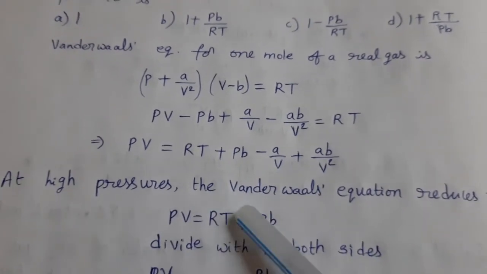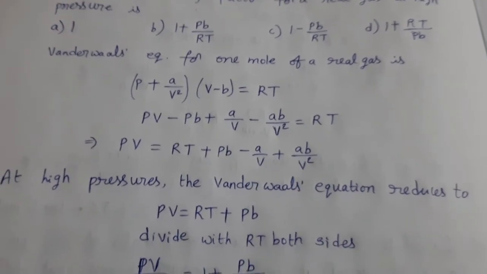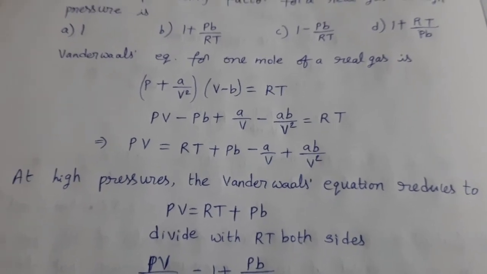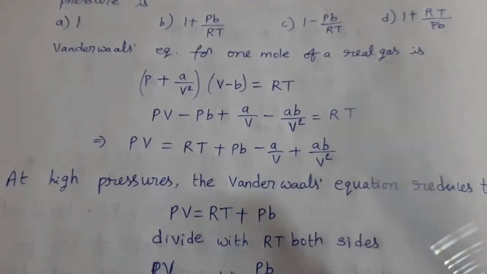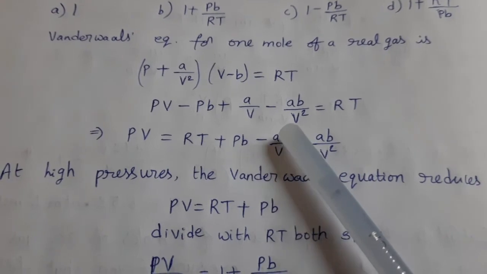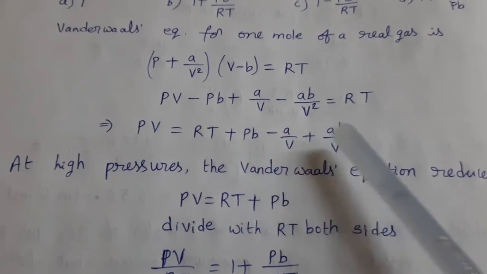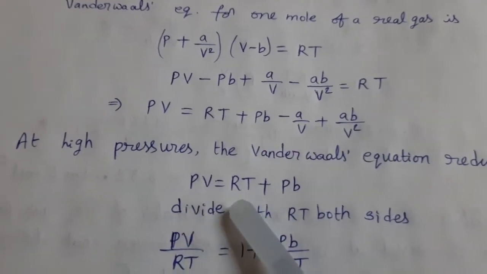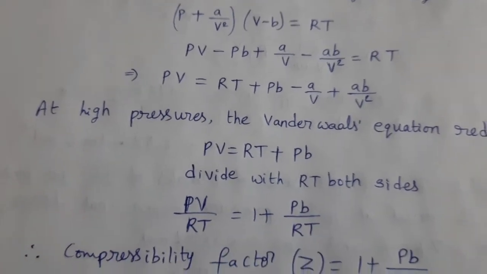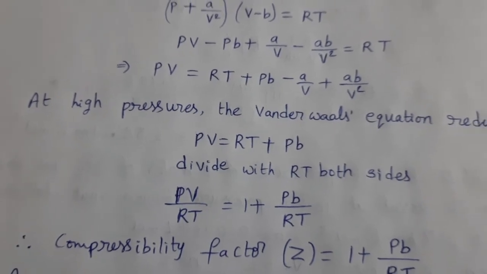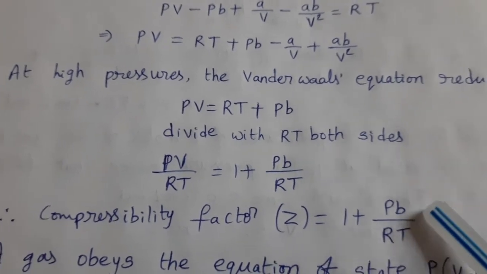Now at high pressures van der Waals equation reduces to, high pressure means what about volume? Very low. V square means that is also very low value. So at high pressure, volume is low. Then we can neglect a by V and ab by V square terms. After neglecting these two, remaining equation becomes PV equal to RT plus Pb. Now divide with RT both sides, we can get PV by RT equal to 1 plus Pb by RT. Therefore, compressibility factor Z equal to 1 plus Pb by RT.